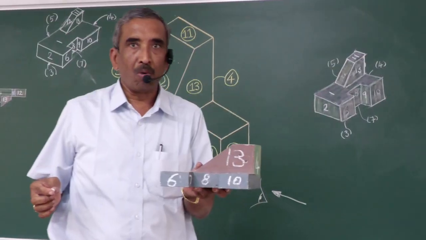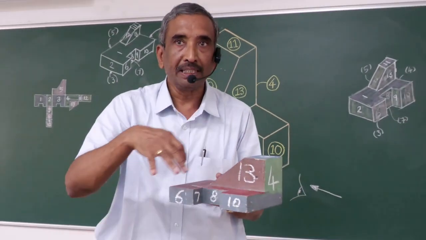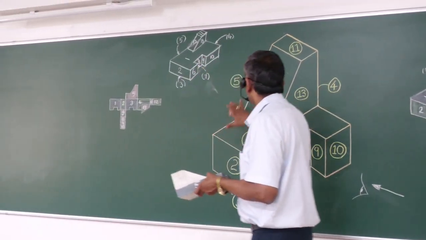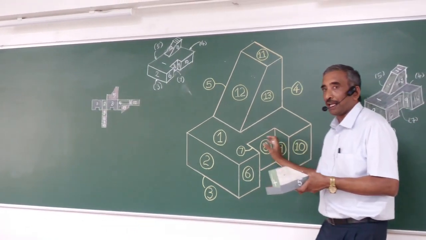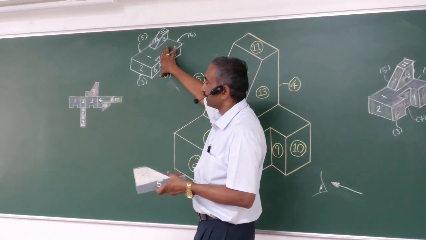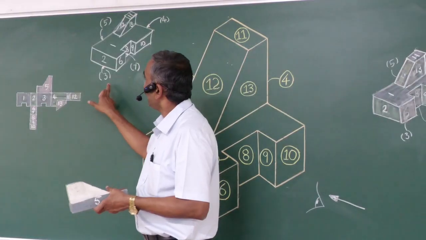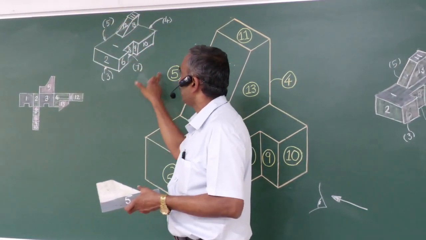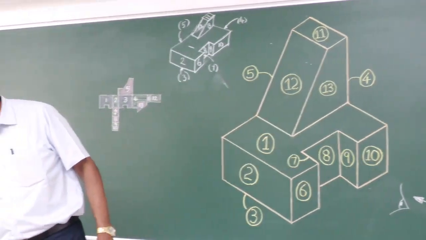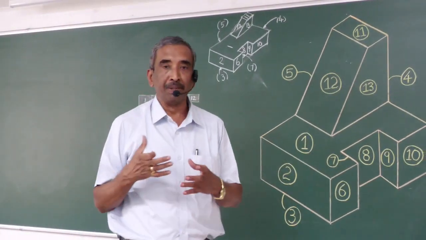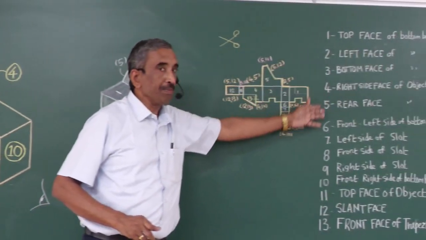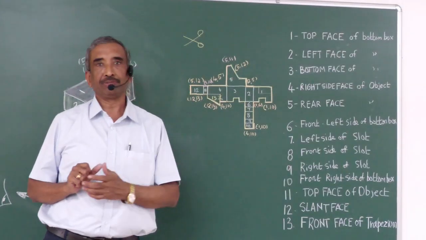So I have made markings on all of this wooden model. We have made this marking in the drawing which is already drawn, and we have marked all the faces in the drawing. I request all of you to make this 3D drawing, along with face numbers. You can also note down all these names of the various faces.